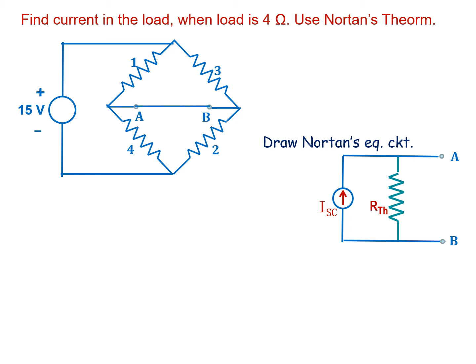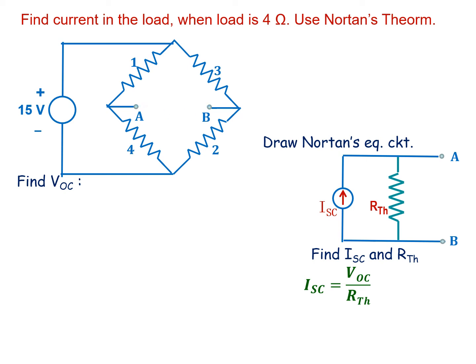We should find out the short circuit current by shorting the load terminals and finding out the short circuit current. This short circuit current and R Thevenin must be found. One way of finding out the short circuit current is the VOC by R Thevenin. Find VOC, the open circuit voltage at the load terminals. For this, the load should be opened.